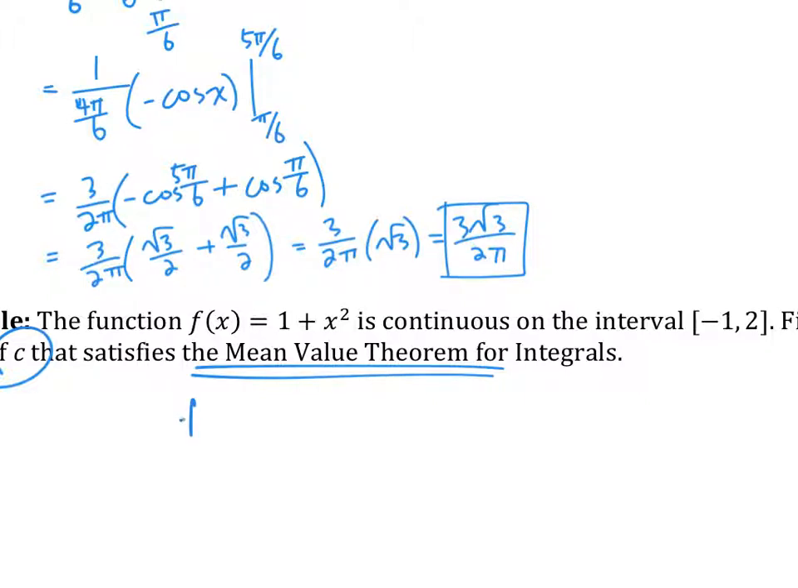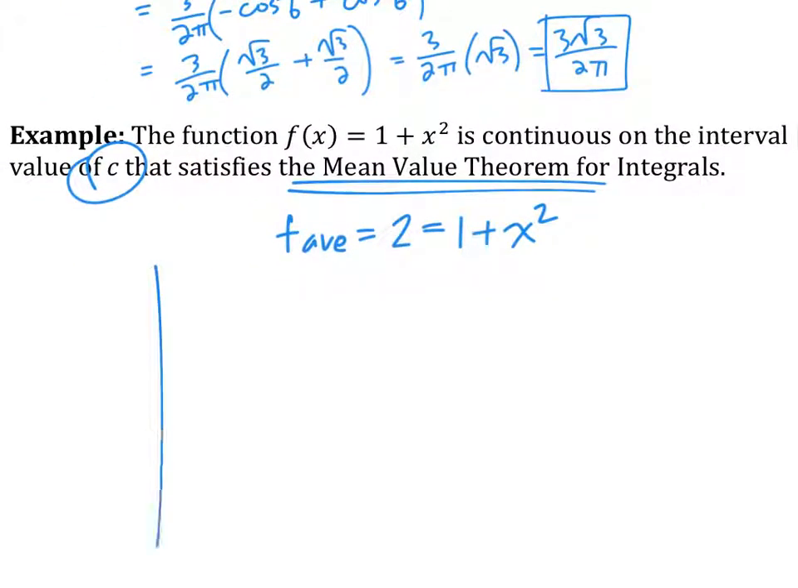You have this average value that you found on the previous example, which was 2. So 2 is the average value of the function. What x value will give you this y value is the question. What x value will give this y value? So that is just make it equal to the function and solve for x. Does that make sense?